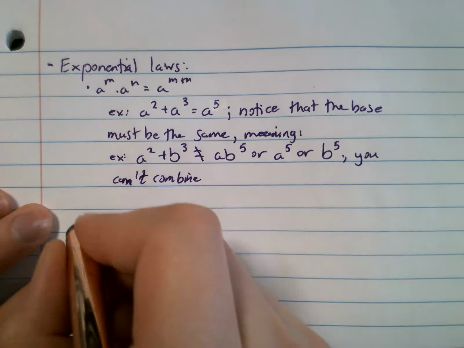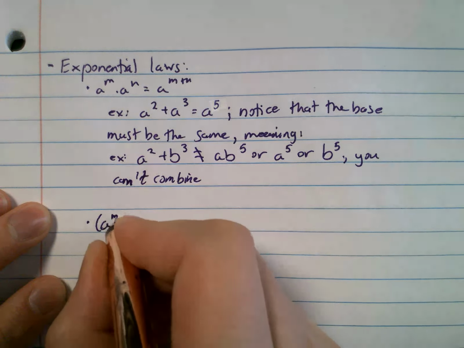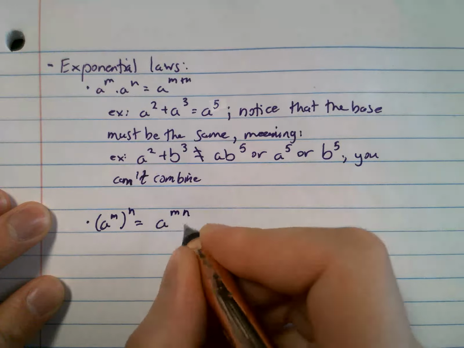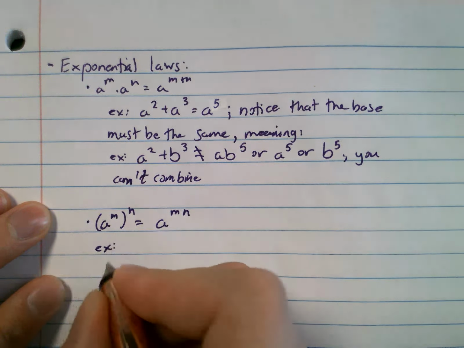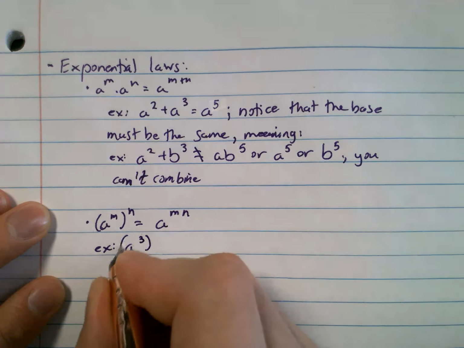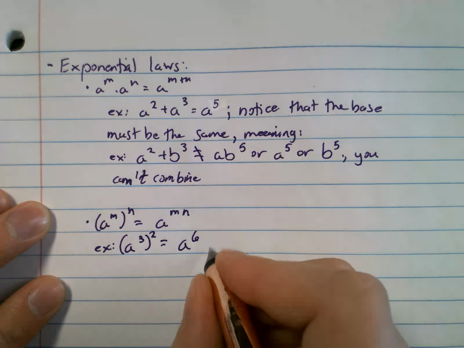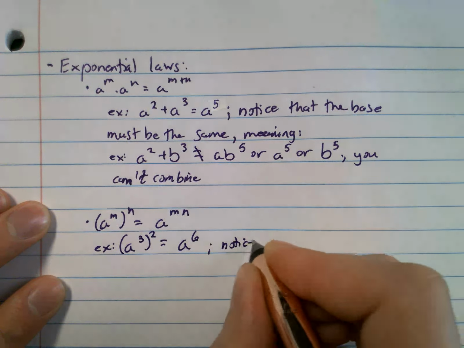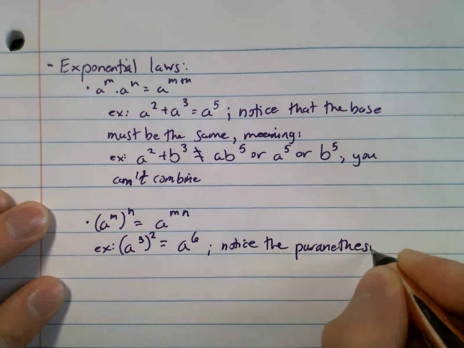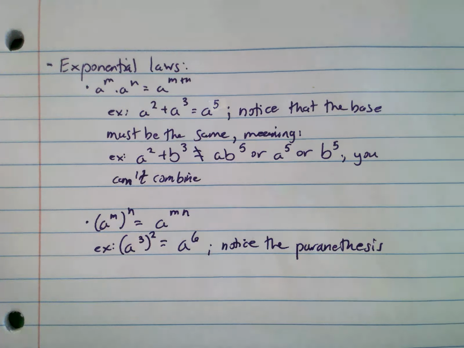The other one is power to a power. a to the m, to the n, is the same thing as a to the m times n. An example of that being, if I have a to the third, to the second, I get a to the sixth. Notice the parentheses. You need to make sure you pay attention to the parentheses. They will tell you who's going to go where.